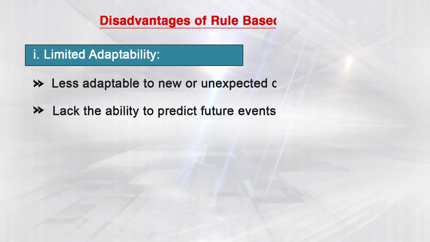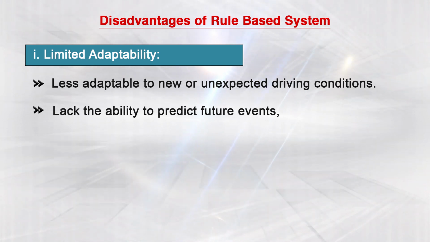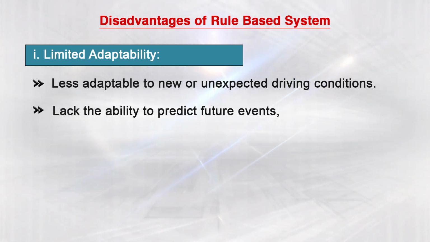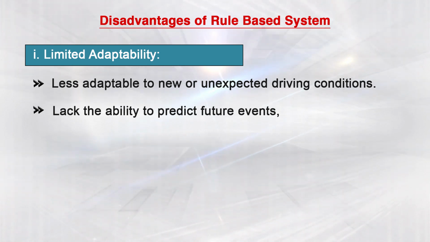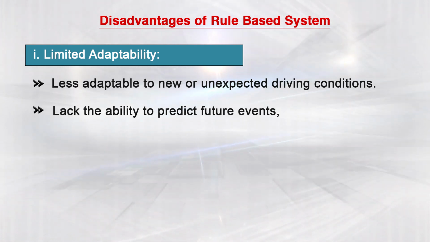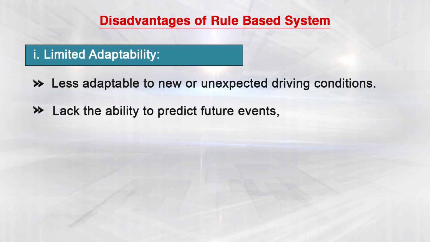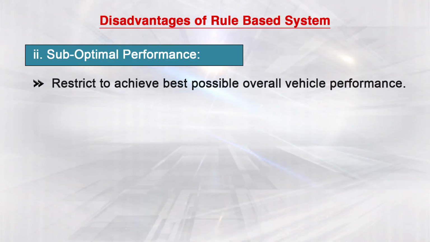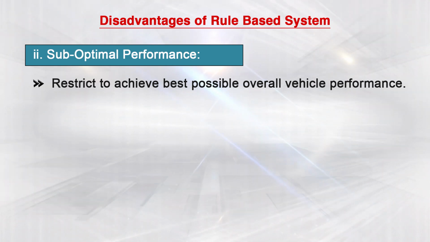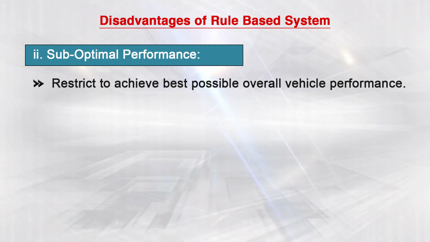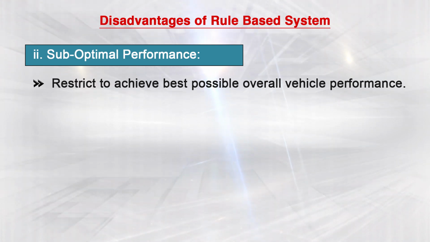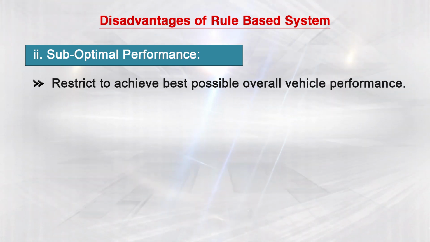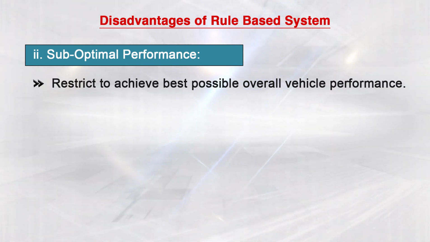If we talk about the disadvantages of the rule based system, then it is less adaptable. Rule based systems may not adapt well to new or unexpected driving conditions that were not accounted for during the design phase. They lack the ability to predict future events, limiting their effectiveness in dynamic environments. And it has suboptimal performance. By focusing on component level optimization, this system may not achieve the best possible overall vehicle performance, leading to potential inefficiencies when these components interact with each other.